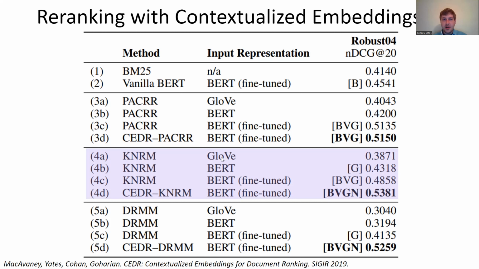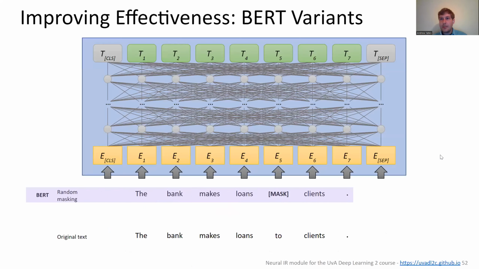I guess finally, we can look at this row 4A. This is just using CEDR with GloVe, so similar to word2vec, and you see that it performs much worse. And it's the same with PACRR, it's the same with DRMM. So really, the secret sauce here is that BERT model for contextualizing the embeddings. And hopefully that's clear from the last slide where we saw the difference between curb and curbing in a relevant and non-relevant sense.